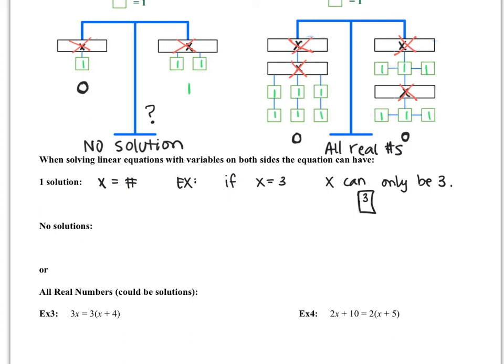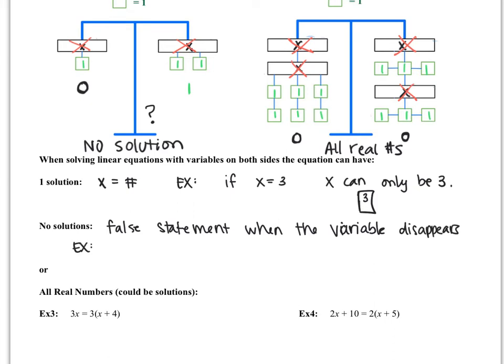Now if you get no solutions, when you're trying to solve, your variable is going to disappear, and you're going to get a false statement. False statement when the variable disappears. And an example of a false statement would be like 7 equals 8. So if we get something like that, 7 equals 8, then the answer that we're going to put on paper is no solution.